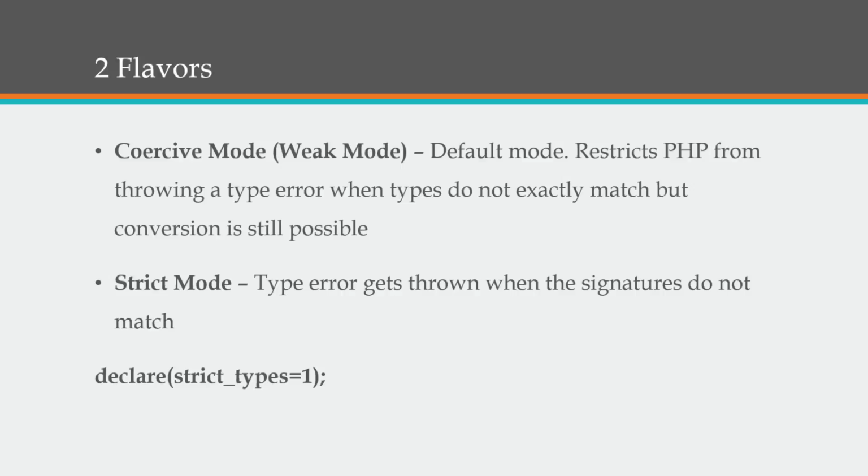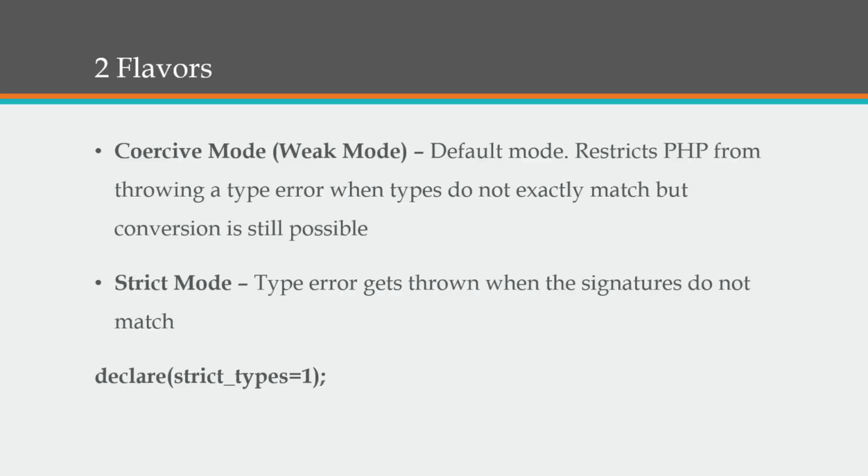This mode restricts PHP from throwing a type error when types do not exactly match, but conversion is still possible. A good example of this is in the last lecture, we added a return type of float to a function, but we actually returned an integer, and it didn't throw any kind of error. It didn't stop the script from executing. It just let it happen. That's in weak mode.